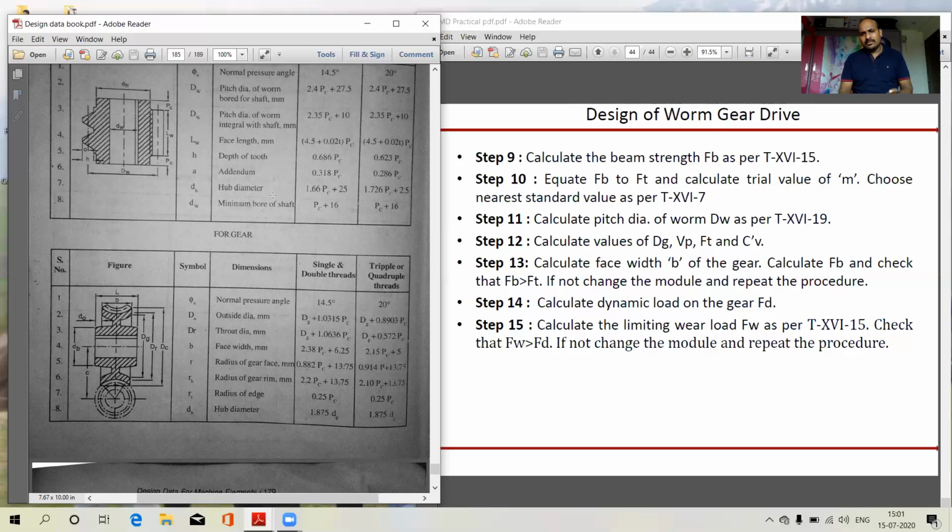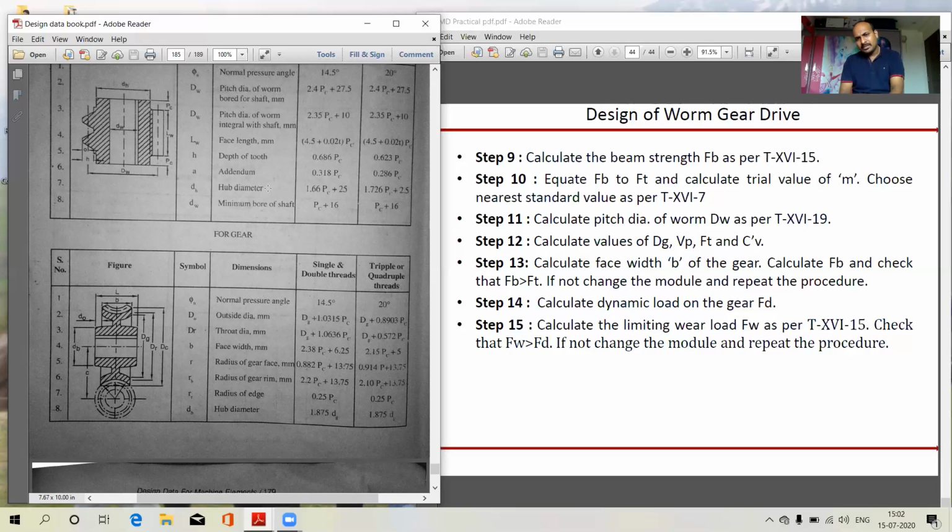Now you have to make the condition that FT should not be above the beam strength. That is, the tooth load should not exceed the beam strength of the gear. If it exceeds, the gear tooth may bend or may fail. So for the maximum condition, the tooth load, that is FT, must be equal to the beam strength, not above that. So by equating the FT with FB, you can have the value of PC.